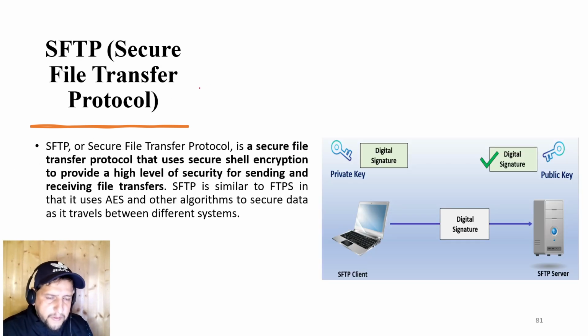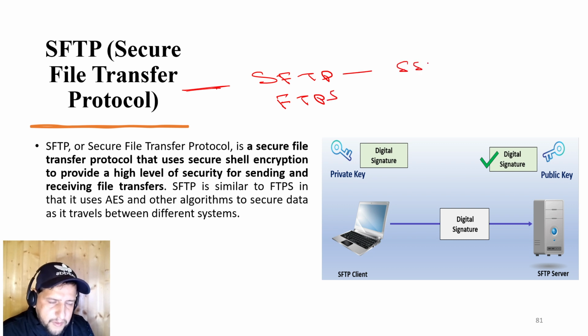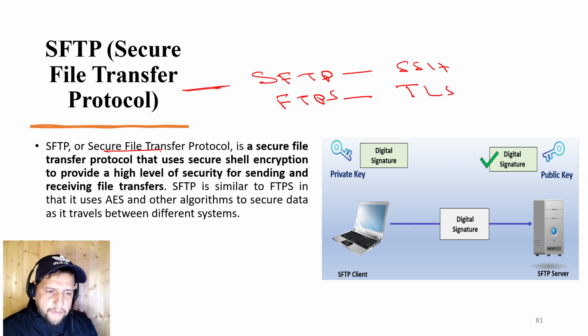Secure FTP, this is FTP over SSH, or SSL or TLS. So there are two versions, right? There is SFTP and there's also FTPS. SFTP is over SSH and FTPS is over SSL or TLS. So SFTP is a secure FTP. It's a secure file transfer protocol that uses SSH to provide a high level of security for sending and receiving file transfer. This is similar to FTPS in that it uses AES or other algorithms to secure data as it travels between different systems.